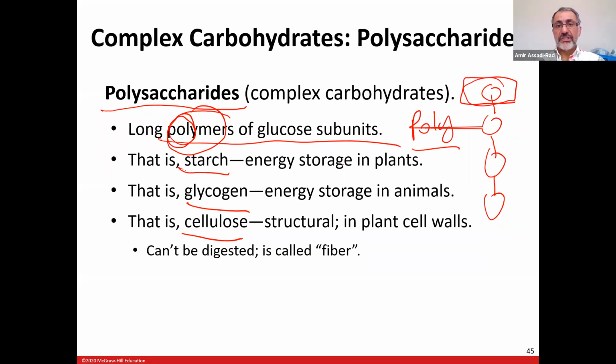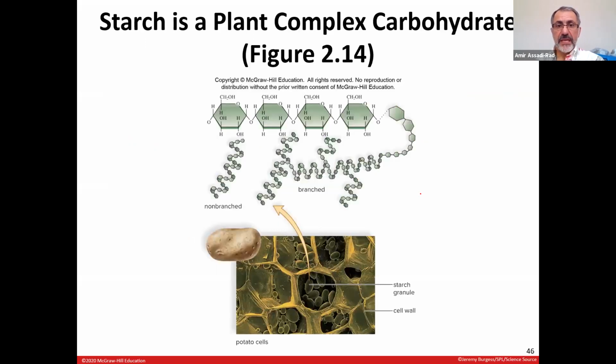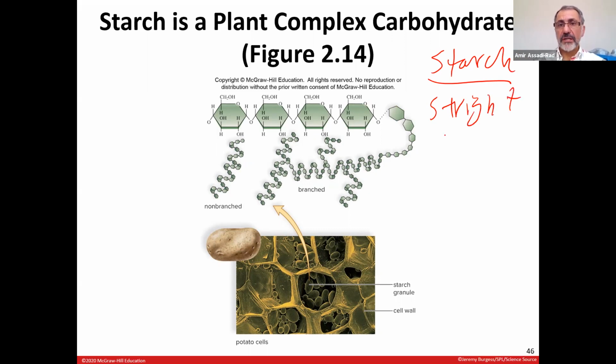But anyhow, energy storage for plants is starch, energy storage for animals is glycogen, and then cellulose, which we cannot digest, is the one that is found in plants. Here is the one in potato. What happens is, I should write it down, starch molecules can be straight or they can be branched.